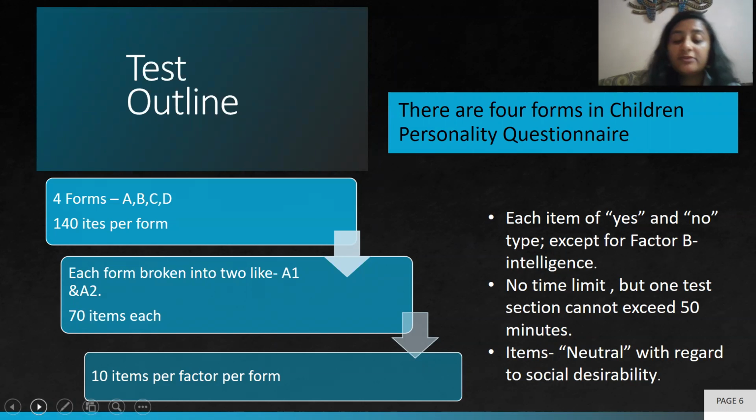Each item, except for factor B, that is the intelligence item, has a forced choice, yes or no answer. The items are constructed to be as neutral as possible with regard to social desirability. It is designed to require the normal reading vocabulary of an average child of 8, because the age norms are for children between 8 and 12. The test is administered without a time limit, and for younger children, the testing can be divided into two parts for a given form. However, one test session should not exceed 50 minutes.